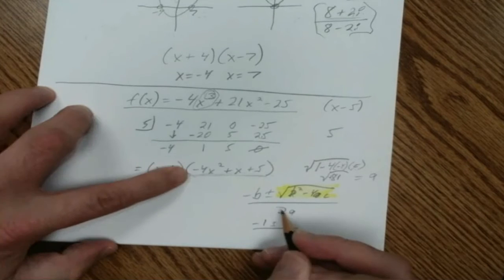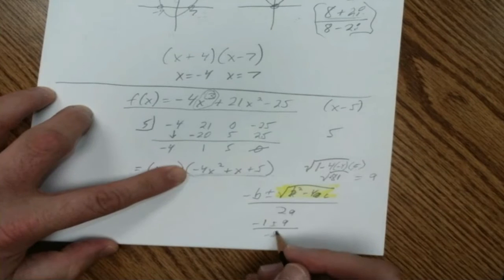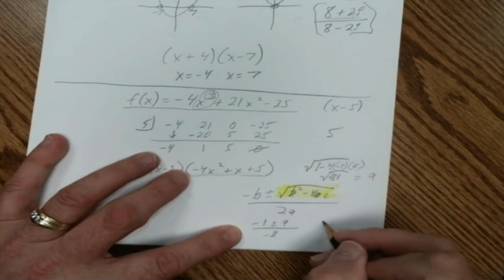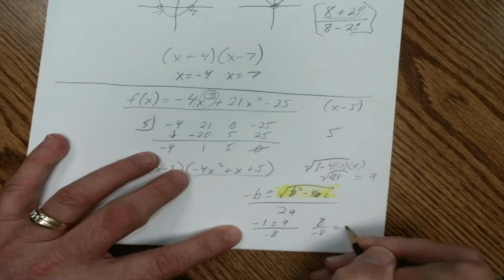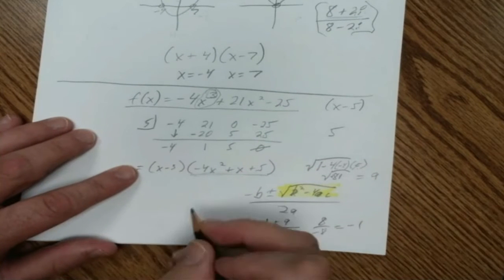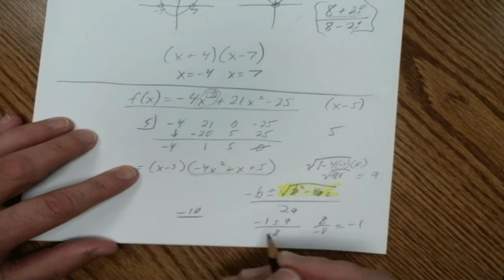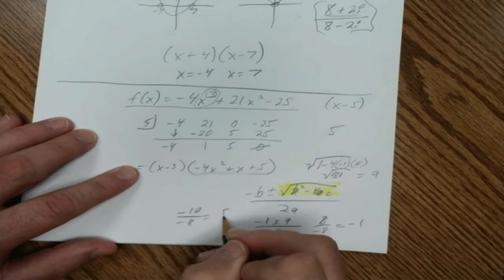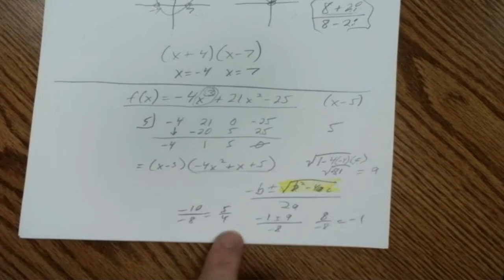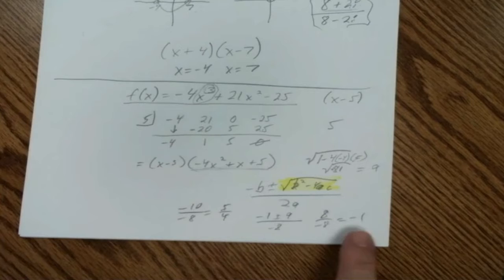over 2 times a, which means negative 8. So negative 1 plus 9 would be 8 over negative 8. So negative 1 is also a root. And negative 1 minus 9 is negative 10 over negative 8. So that means 5/4 when you simplify that. One of our roots is a fraction. 5/4, negative 1, and 5 are the 3 roots of this polynomial we had up here.